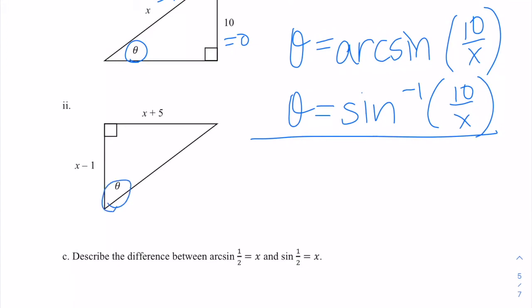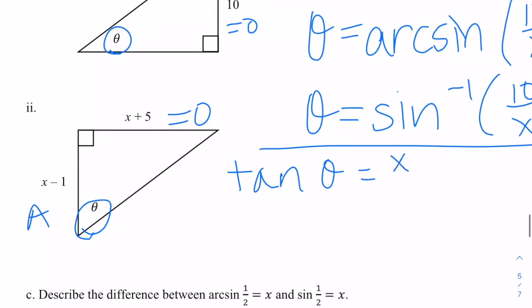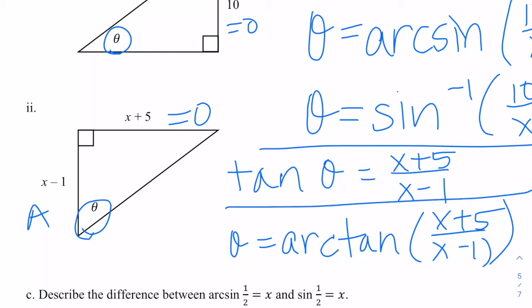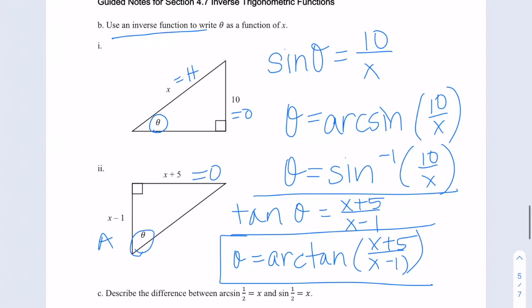We have the angle here, we have the opposite, and we have the adjacent. You know right away that's going to be tangent. So the tangent of theta will equal x plus 5 over x minus 1. So theta will equal arc tangent of x plus 5 over x minus 1. So we're writing the relationship, this little function, as a function of x.